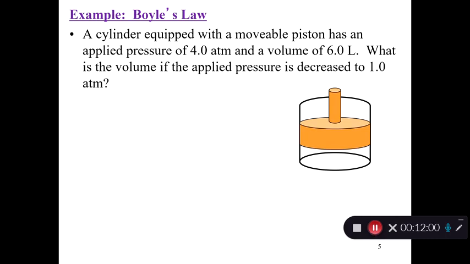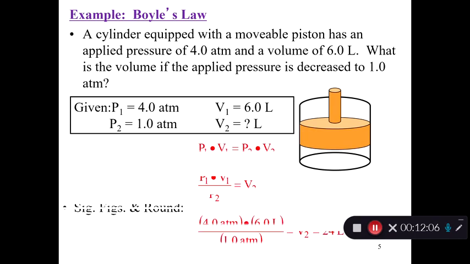Based on the Boyle's law equation, P1V1 is equal to P2V2. So we are going to plug into the equation. Whenever you solve problems, you are going to follow the sig-fig rules as well. So the correct answer for this one is 24. Double check to make sure it makes sense or not.